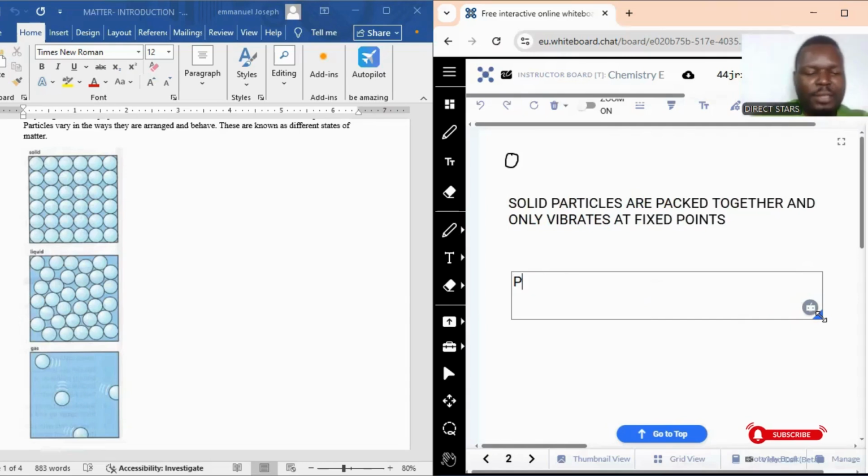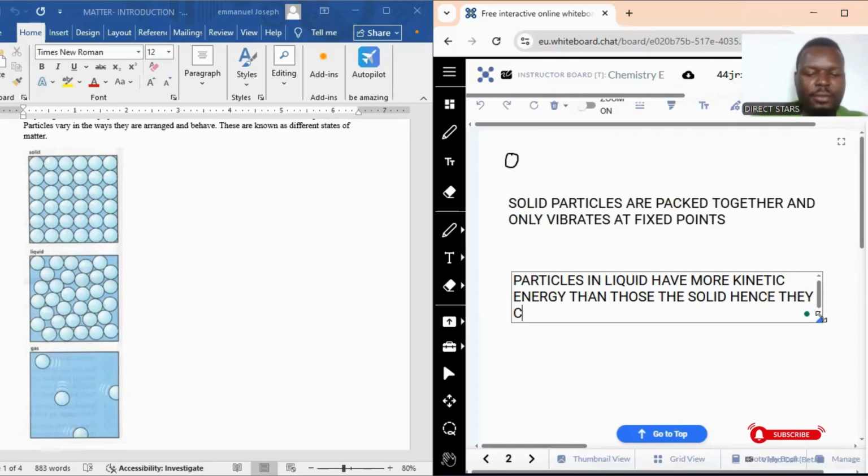The particles in liquid have more energy, more kinetic energy than those of the solid. Hence, they can move relatively.